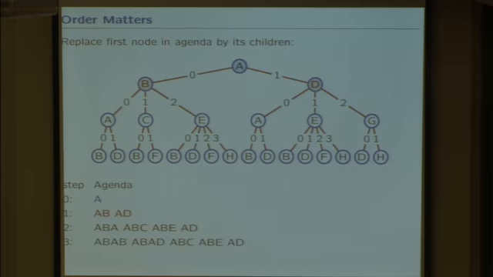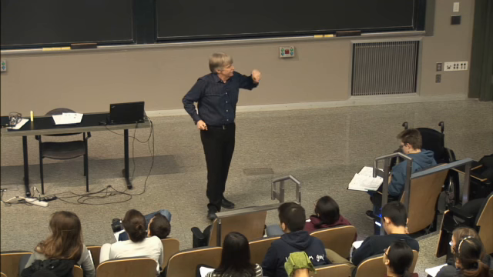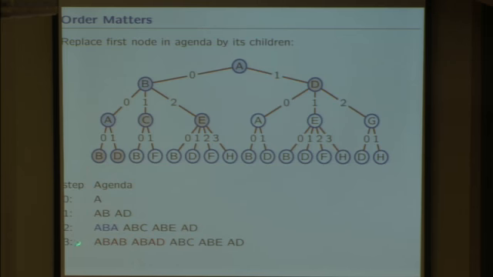So on the first pass through the loop, pull out the first item in the agenda, which is A, and push back A's children. Well, A's children are AB and AD. OK, so now on the second pass, the rule is pull out the first guy and replace it by the children. So now the first guy is AB. So pull that guy out and replace him by his children. His children are ABA, ABC, and ABE. AD is left over. The number of elements in the agenda got bigger. Next step, pull out the first item in the agenda, replace it by its children. The first item in the agenda is ABA. The children of ABA are ABAB and ABAD.